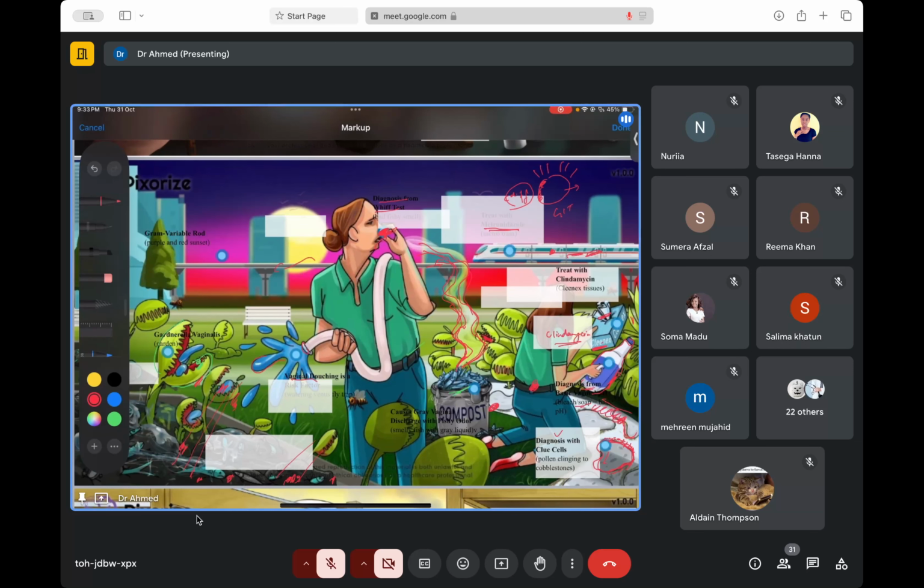Can anyone give us an overview of Gardnerella vaginalis, please?